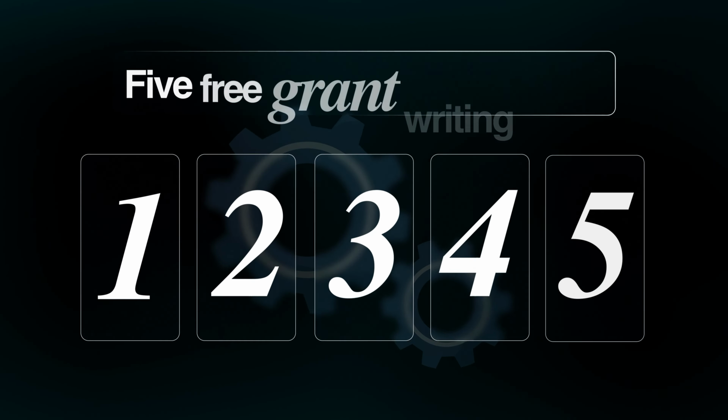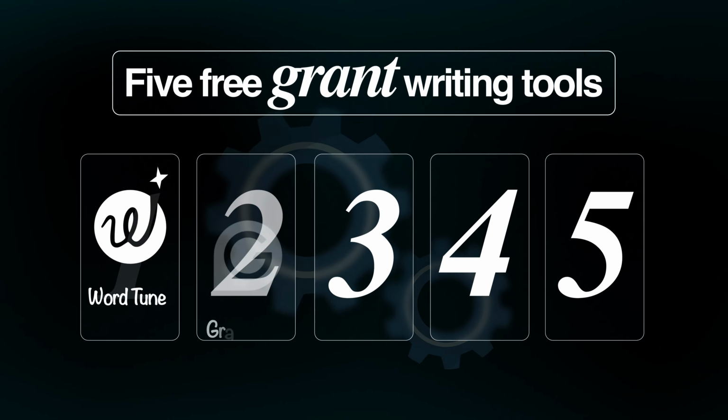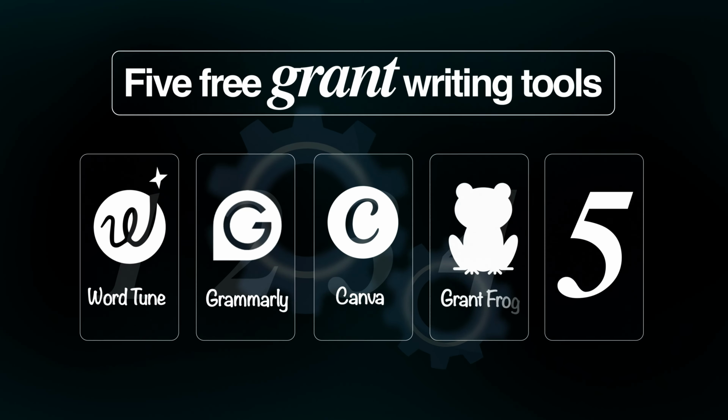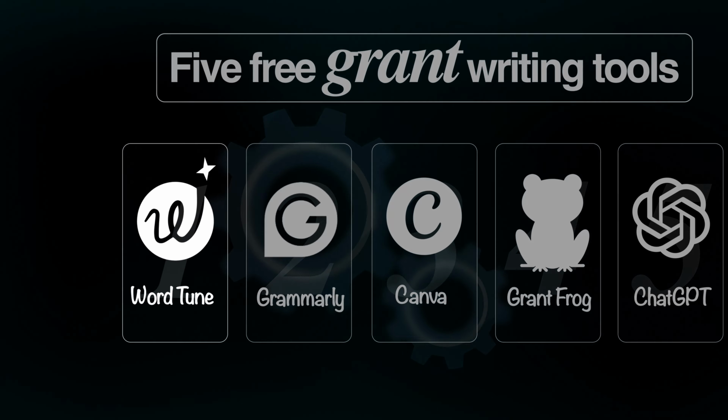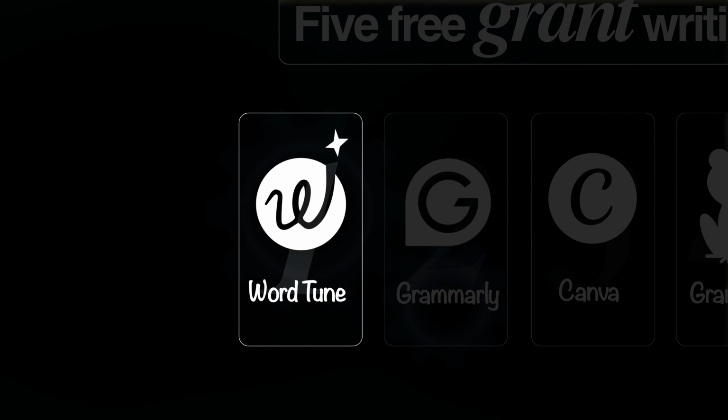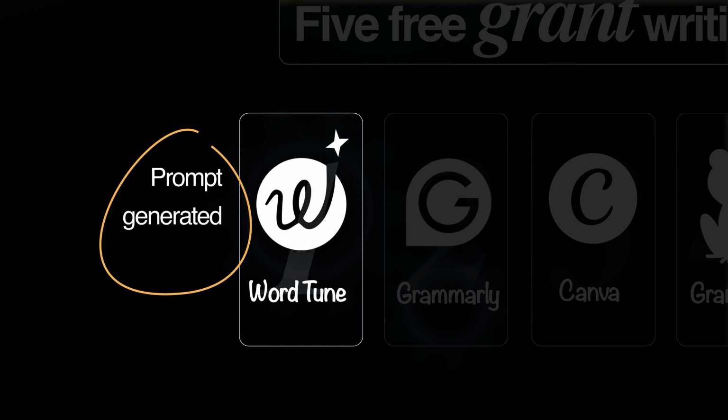In this video, I'm going to talk about 5 services: Wordtune, Grammarly, Canva, GrantFrog, and ChatGPT. Let's get into it. Number 1 is Wordtune, and it's a prompt generated AI service. So you put a prompt in or you feed information to the AI and it gives you a response. But I wanted to call this one out in particular because it helps make your writing more persuasive.